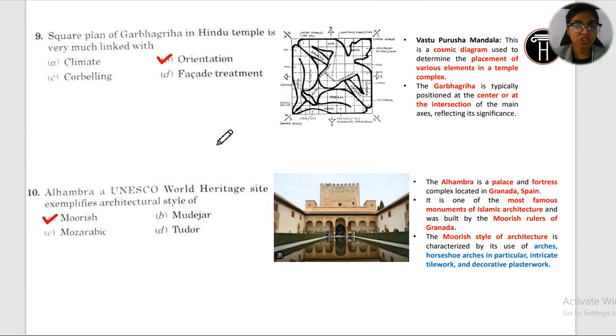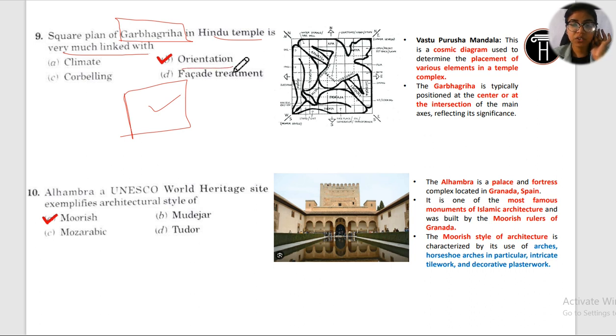Moving to the next question. Here we have the square plan of Garbhagriha. The Garbhagriha, which is the most interior part of our Hindu temple, has a square plan that is very much linked with the orientation. So how is it linked with orientation?